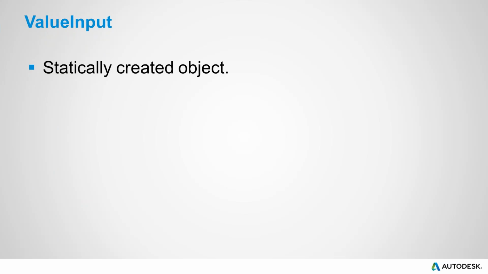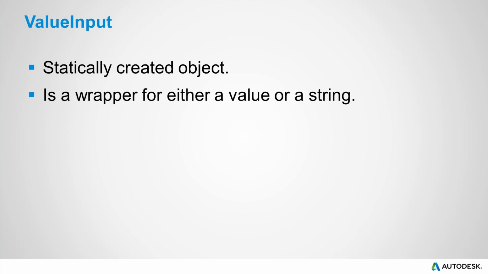Another thing that people get confused with in using the API is an object called a value input. This is a statically created object, so it doesn't represent anything inside Fusion. Basically, all it is is an API object that wraps a value, so a double, floating point value, or a string.